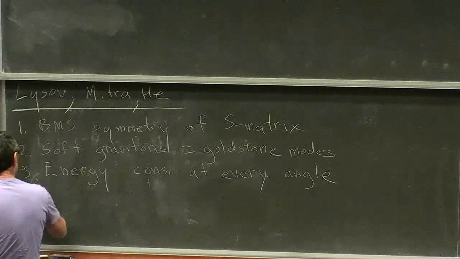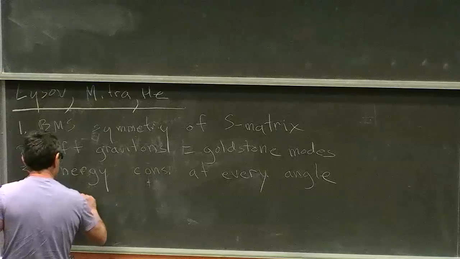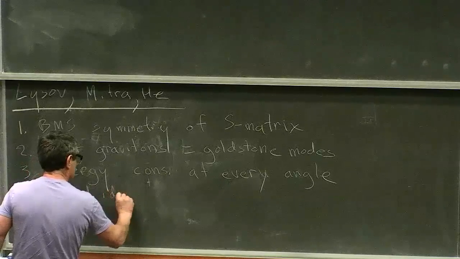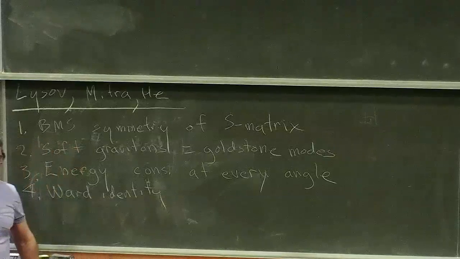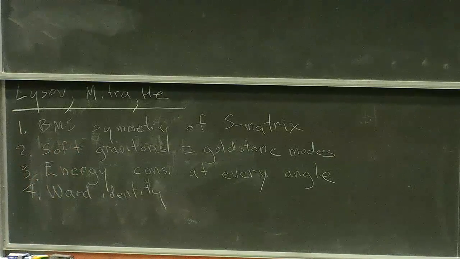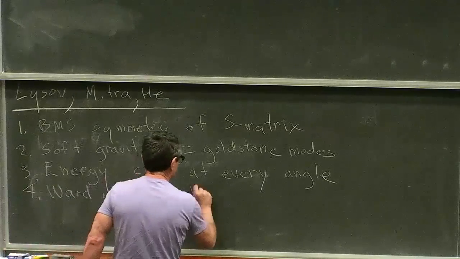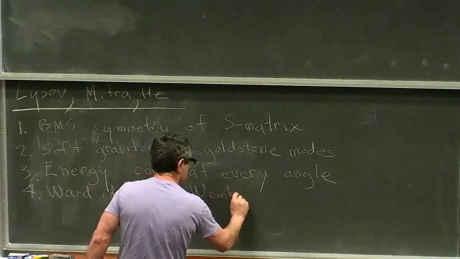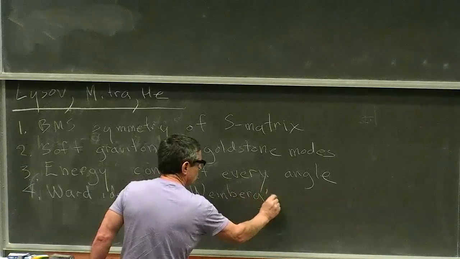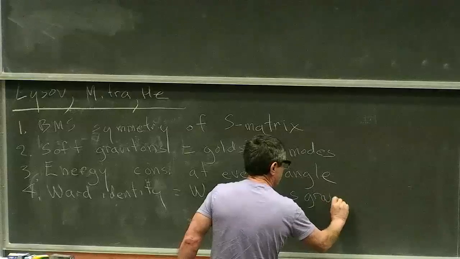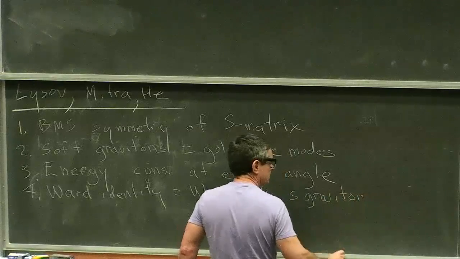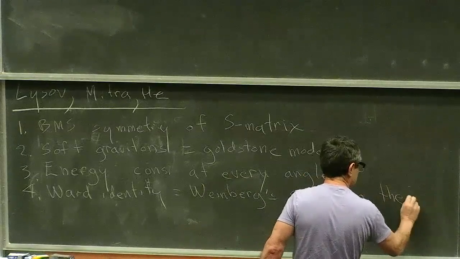Finally, there's a ward identity of this symmetry. And the ward identity, oddly enough, was discovered about the same time as the BMS symmetry itself, and it's known as Weinberg's soft graviton theorem. In fact, one could have worked this talk the other way around and derived BMS symmetry from Weinberg's soft graviton theorem.